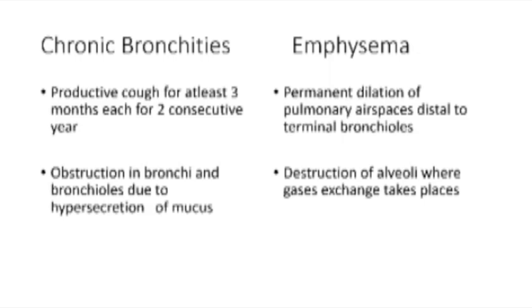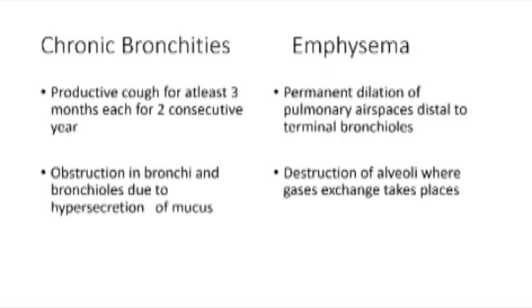Next is obstruction in the bronchi and the bronchioles due to hypersecretion of mucus. We saw in the definition that there is some obstruction in the small airways. I told you that small airways are always related to the bronchi and the bronchioles. So there is obstruction in the bronchi and the bronchioles. Why? It's due to hypersecretion of mucus. Because excess mucus is secreted, the small airways are getting obstructed. This comes under chronic bronchitis.